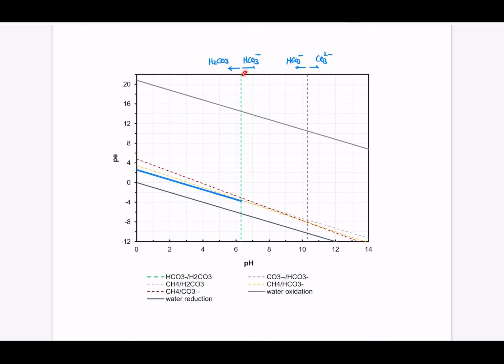So now in the middle part, the middle chamber, it's the bicarbonate territory. So only bicarbonate with methane would make sense. Which line is that? Yellow, yeah. And similarly, this is the part where only carbonate and methane makes sense, which is basically the red one, right?